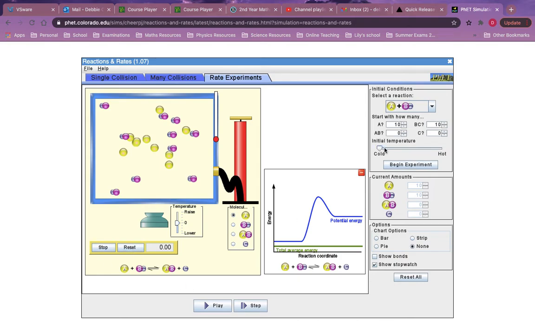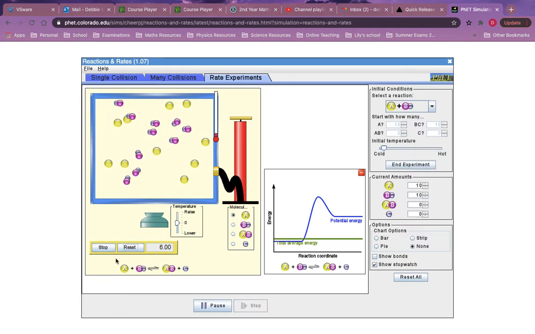Reset. What did I do? Oh, sorry, I had it like... Okay, so we have 10 and 10. I'm going to begin the experiment and I'm going to reset the timer.